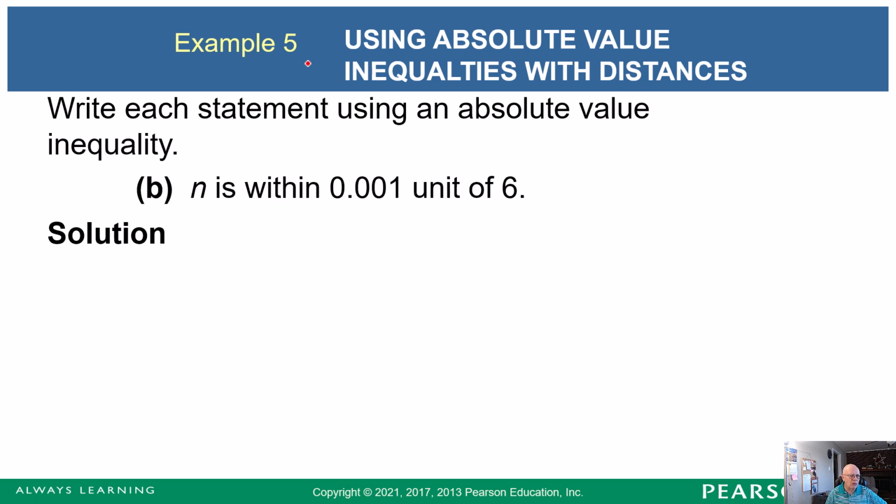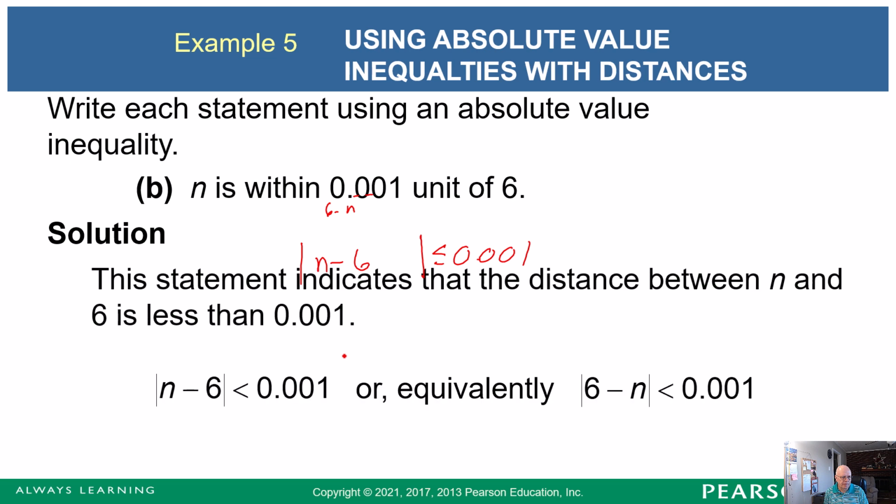Next, write it with an inequality. N is within 0.001 units of 6. So it's within, so n minus 6, or 6 minus n if you like, is less than or equal to. And you can write it either way, it's still good.